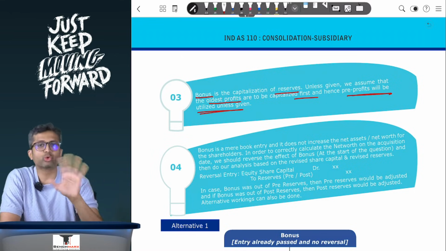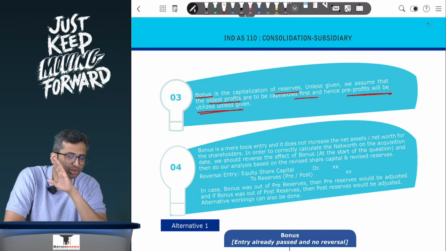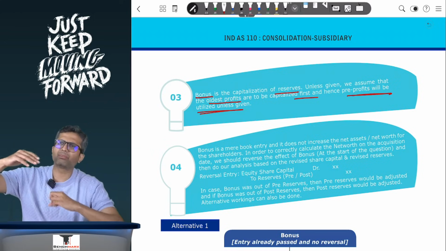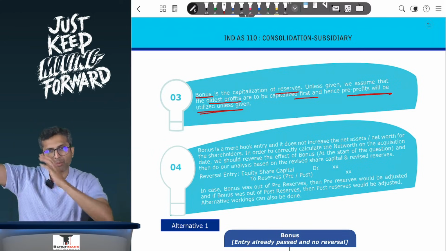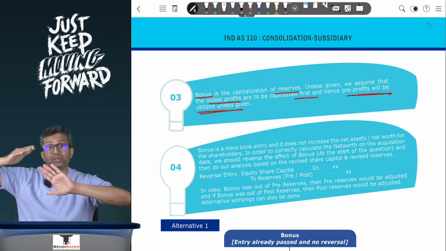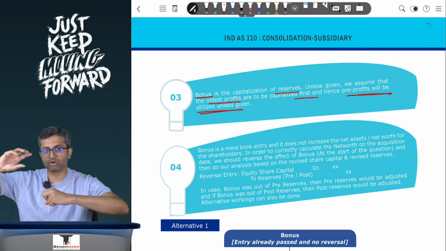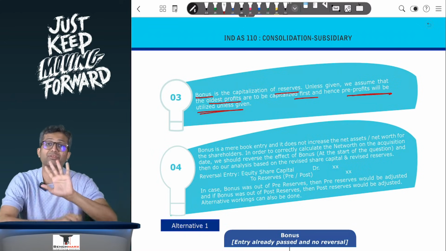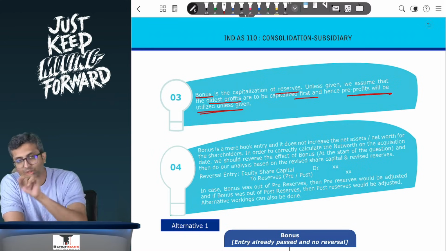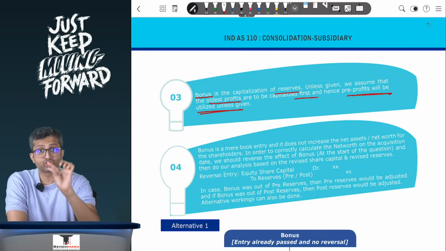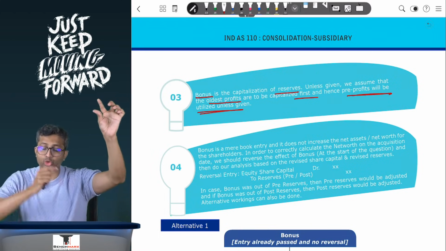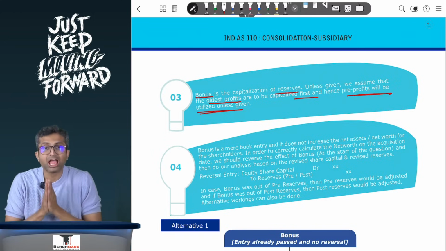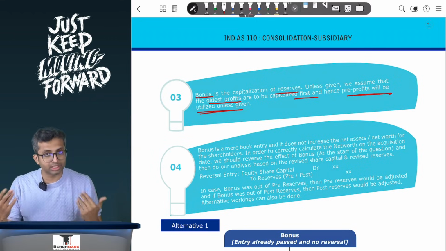Share capital also goes into working note 2. So if bonus is out of pre-acquisition reserves, even if you don't pass an entry to reverse the bonus, you say, bhai, theek hai, your share capital is higher, but share capital is going in working note 2. Your pre-acquisition reserves are lower because of the bonus given out of pre-acquisition reserves, but that is also going in working note 2, so the effect will nullify. But if the bonus is out of post-acquisition reserves, then your share capital is higher, which is going in working note 2, and your post-acquisition reserves are lower, the effect of which is going in working note 1, and hence an adjusting entry is needed in such a case.